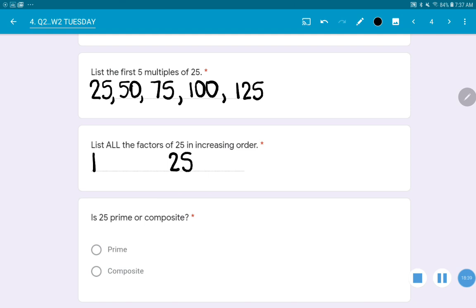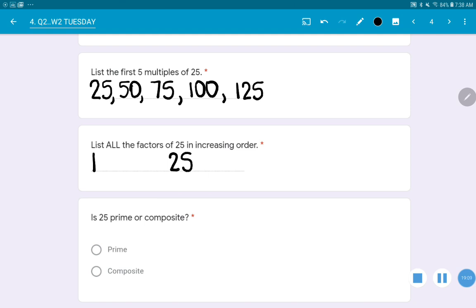I'm going to check to see if 3 is a factor. 3, 6, 9, 12, 15, 18, 21, 24, 27. So 3 is not a factor. I'll check 4: 8, 12, 16, 20, 24, 28. 4 is not a factor. I did not get to 25.